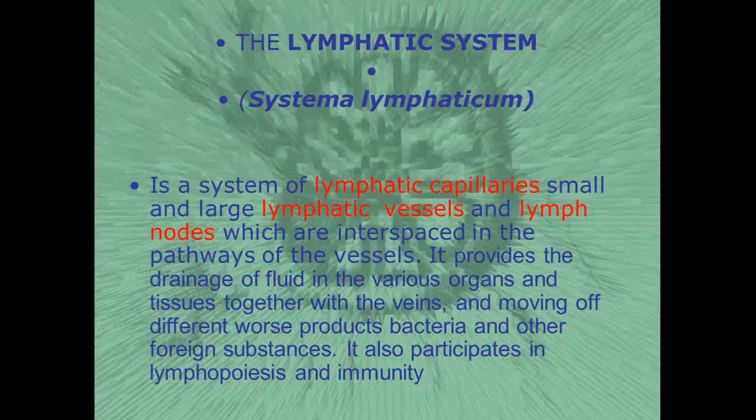First of all, we have to say what the lymphatic system is. It's a definition of the lymphatic system. It is a system of lymphatic capillaries, small and large lymphatic vessels, and lymph nodes, which are interplaced in the pathways of the vessels. It provides drainage of fluid in the various organs and tissues, together with the veins, and moving of different waste products, bacteria, and other foreign substances. It also participates in lymphopoiesis and immunity.